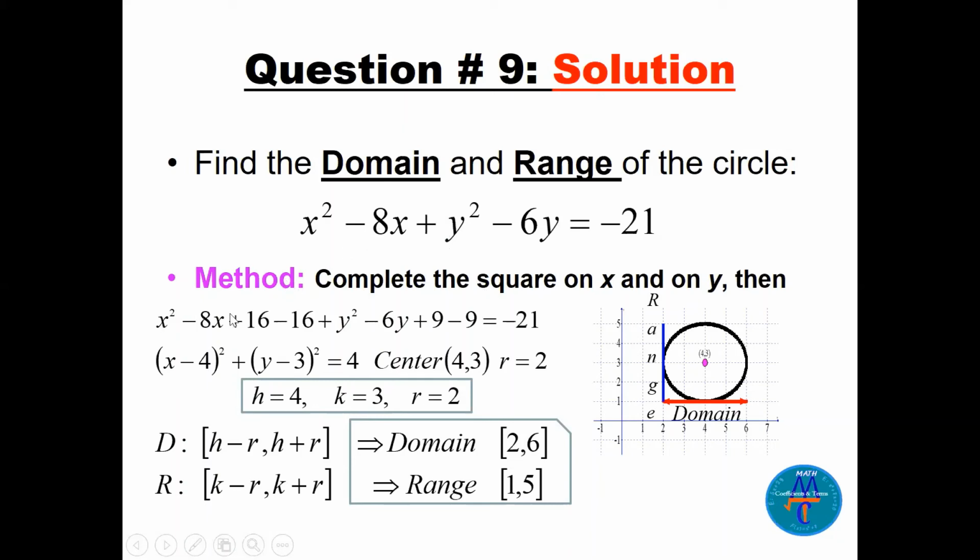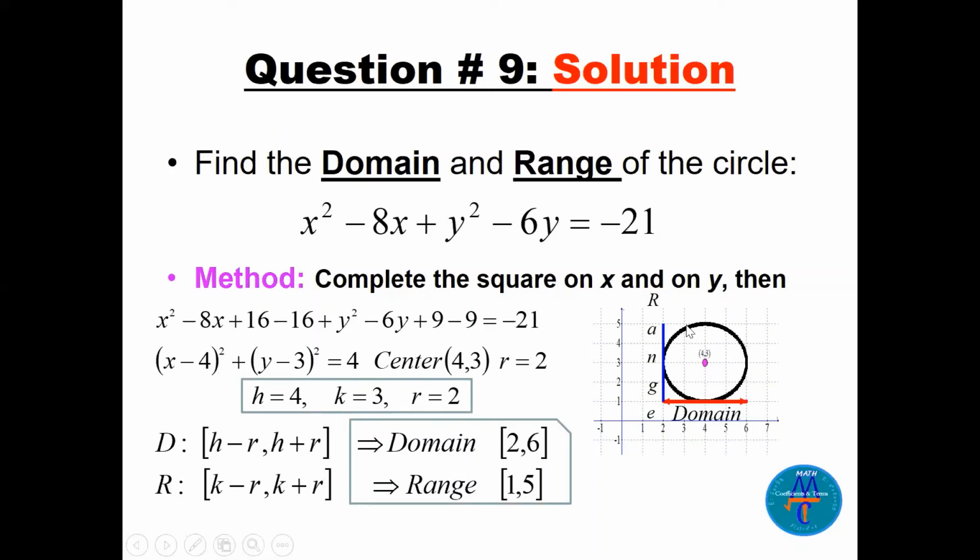Now we take minus 8, divide by 2, 4, square it, 16. I can add 16 here and 16 on the other side, or add and subtract on the same side. That's the same. Now for y, minus 6, divide by 2, 3, square it, 9. I can add 9 and subtract 9 on one side, or add 9 there. It's the same. When you rearrange it, you get (x minus 4) squared plus (y minus 3) squared equals 4. So now we need the center: 4, 3. Here's the center (4, 3), and the radius is 2.